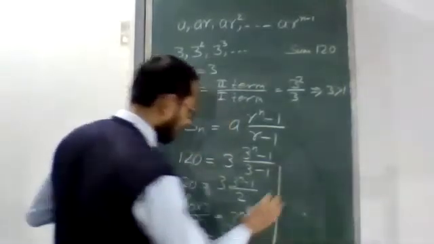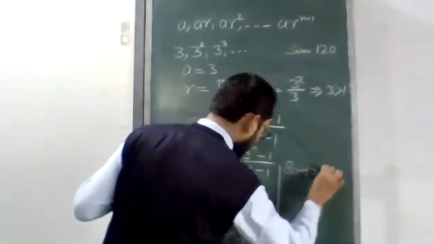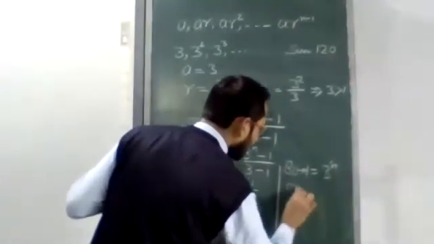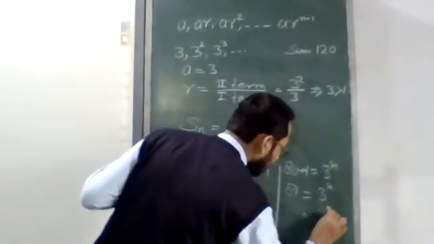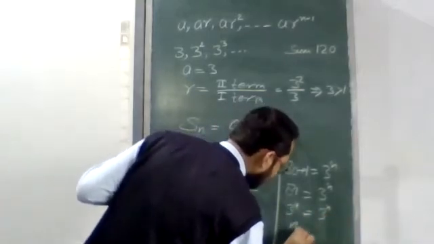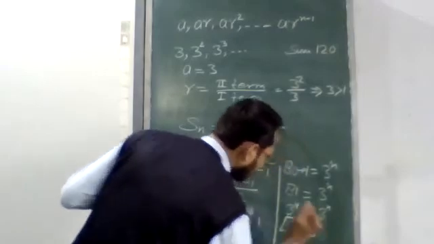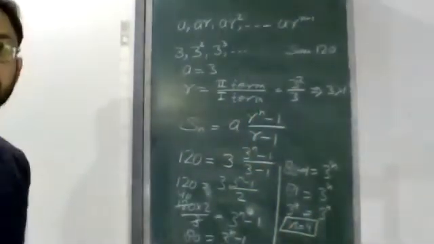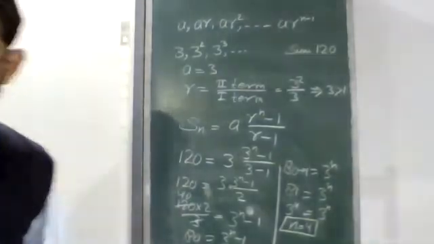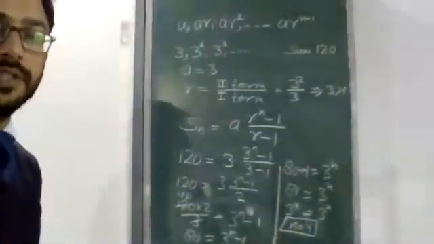I'm solving it over here. 80 plus 1 is equal to 3 to the power n. 81 is equal to 3 to the power n. 3 to the power n is equal to 3 to the power 4. N is equal to 4. We have got the value of n as 4. So I hope you will be able to do this question also.